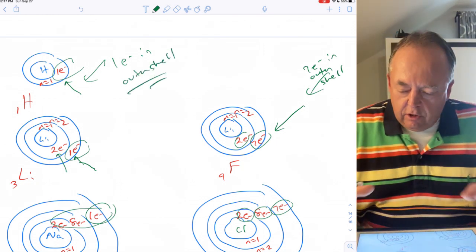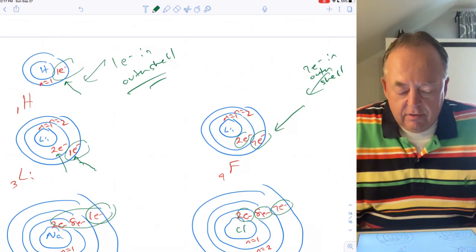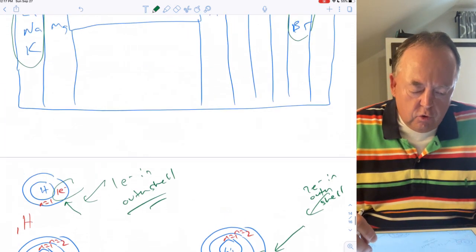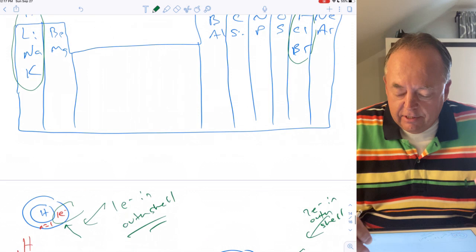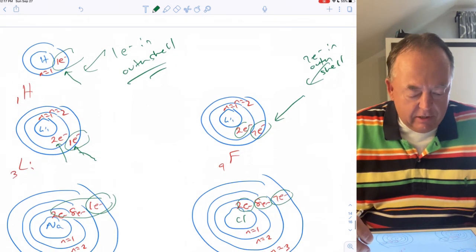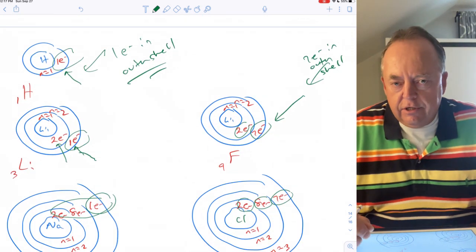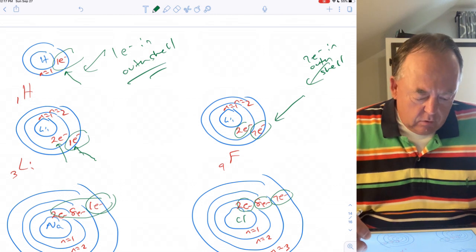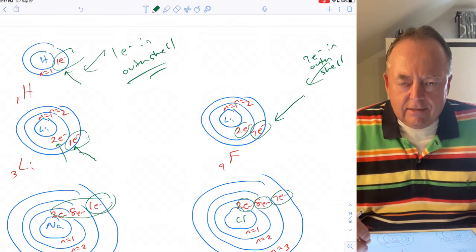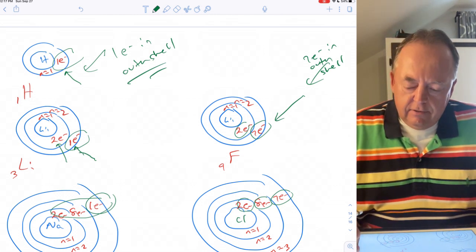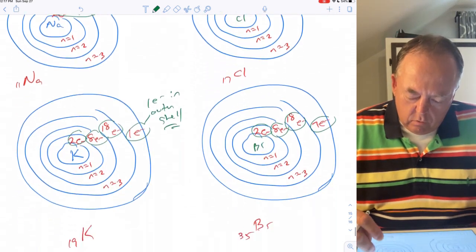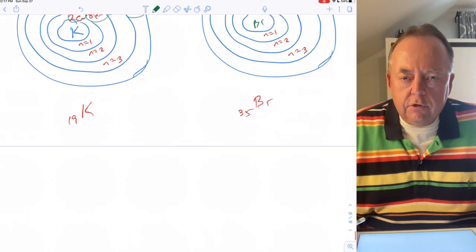So this is where we can start tying things together in chemistry, right? Elements in the same group have similar chemical and physical properties, and one of the reasons behind that is because they have similar electron configurations in their outer shells, which the Bohr model and quantum mechanics nicely illustrate. Okay, we will stop there, and that is it for chapter 7.